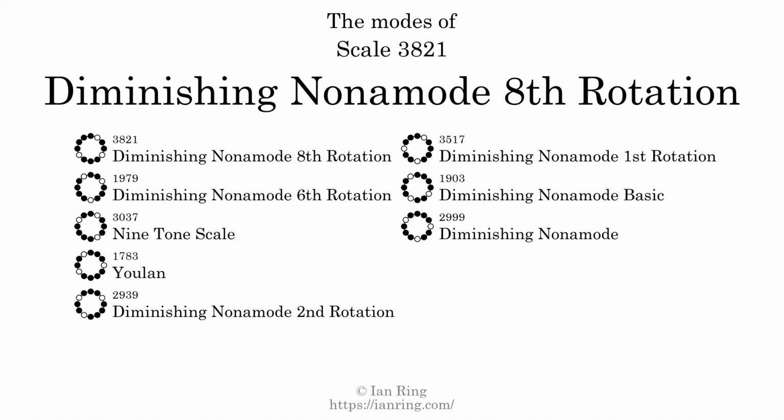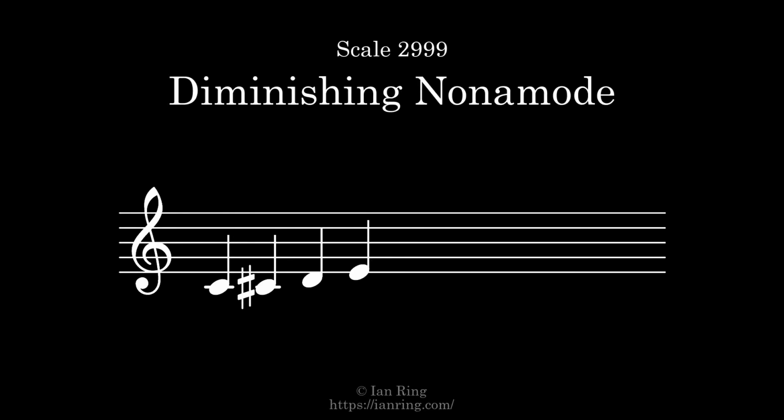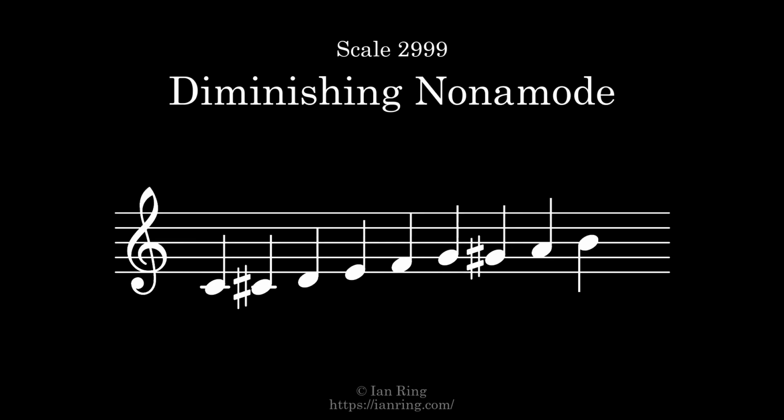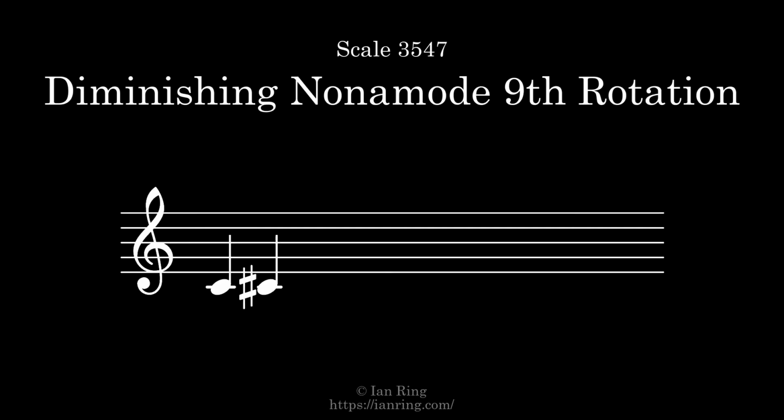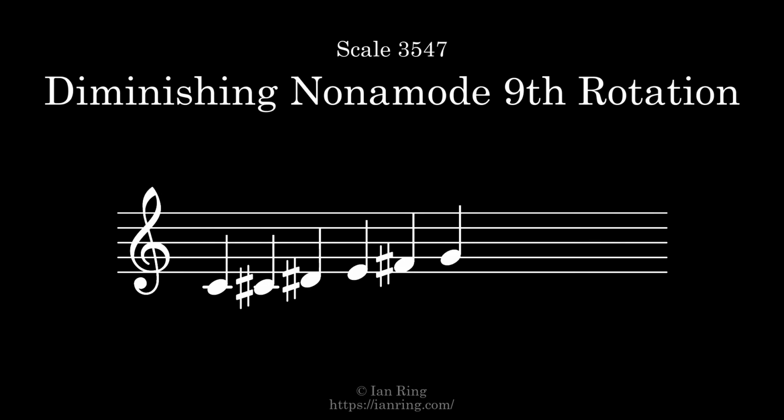The eighth mode is scale 2999, also known as Diminishing Nonamode. It sounds like this. The ninth and last mode is scale 3547, also known as Diminishing Nonamode 9th rotation. It sounds like this.